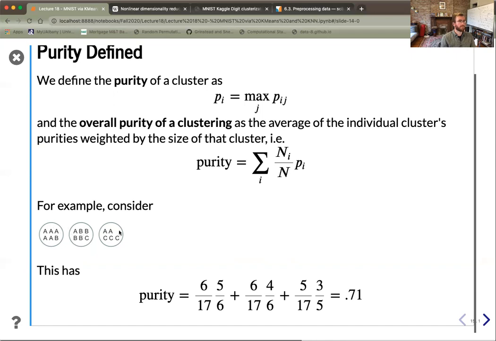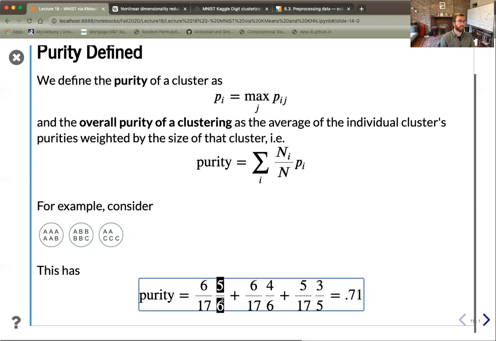What's the overall purity of this clustering? Well, if we were to look at this frequency table, this is our empirical distribution on class labels in cluster 1. Well, we would say there's 6 points, 5/6 of them are A's, 1/6 of them are B's, and 0/6 of them are C's. So we take the max of all these p_ij's, now i's, we're looking at cluster 1, so i equals 1. Then we'd have 5/6 is the purity of my first cluster.